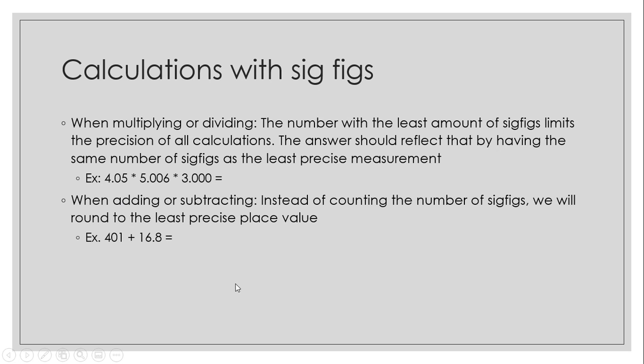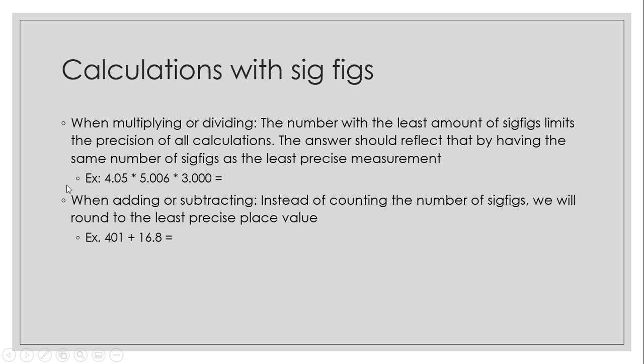In this case, because my answer is 417.8, I'm not sure where I should round. We have to look at the least precise place value, which is going to be the one furthest to the left. So in this case, we have what is this one called? A tenths place? Yes. We have the tenths place here is the most precise place value. And on this one, we have the ones place is the most precise place value. The ones place is less precise than the tenths place, so we're going to have to round to this ones place. Our answer would round up to 418.